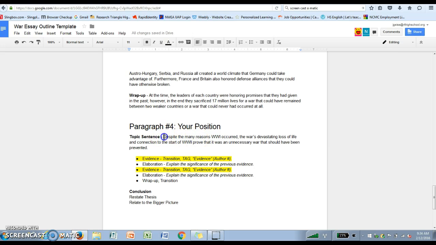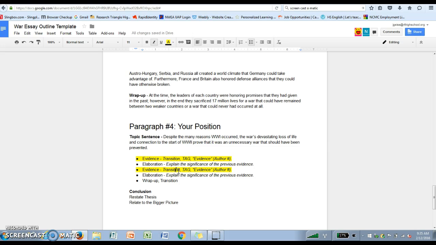So make sure that you start your topic sentence with a transition that links your previous paragraph to the next, showing how the paragraphs will build upon each other and relate to one another. That helps your reader understand what the essay is telling them. Then the topic sentence reads, the war's devastating loss of life. So that is going to be the first point that I make in the evidence of this paragraph, and connection to the start of World War II. That will be the second piece of evidence that I bring in.